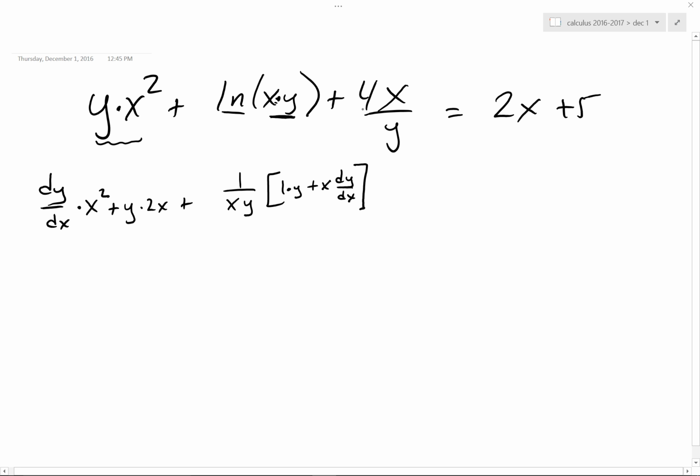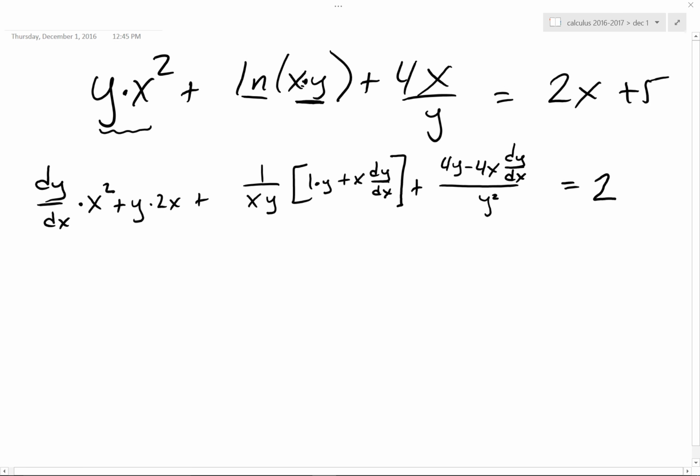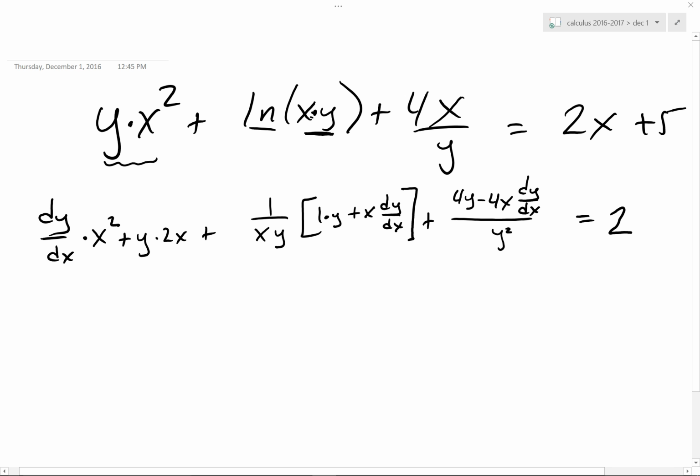Hey, that's a quotient rule, yes? How do we take the derivative of a quotient? It's the derivative of the top times the bottom, yes? Minus the top times the derivative of the bottom, all over the bottom squared. Equals 2. That makes me happy. There we go.